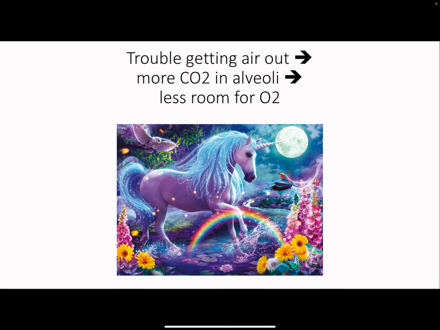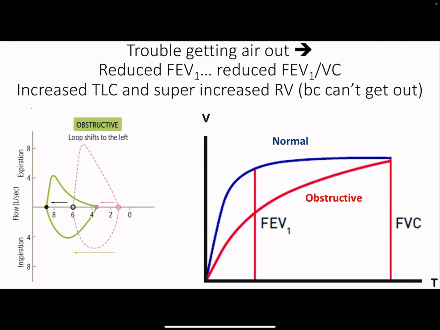So if you have trouble getting air out, you're going to have more CO2 in your alveoli. It's going to leave less room for oxygen, so this might cause hypoxemia. This might be associated with a VQ mismatch. So if you have trouble getting air out, you're going to have a reduced forced expiratory volume. Now, even if your vital capacity goes down, the FEV1 is going to go down way, way more.